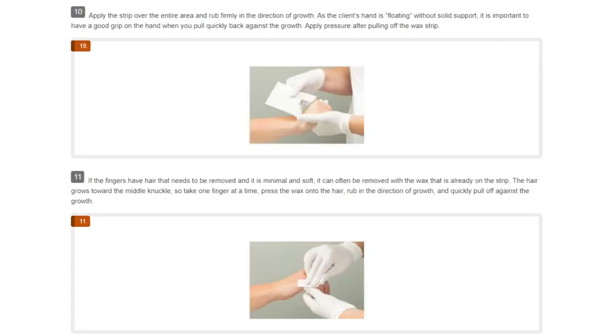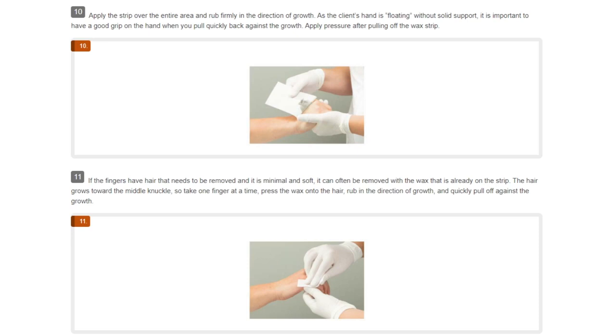10. Apply the strip over the entire area and rub firmly in the direction of growth. As the client's hand is floating without solid support, it is important to have a good grip on the hand when you pull quickly back against the growth. Apply pressure after pulling off the wax strip.